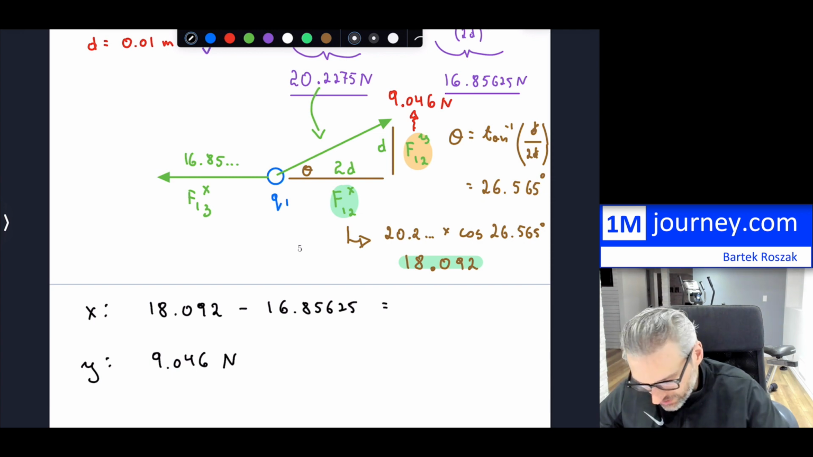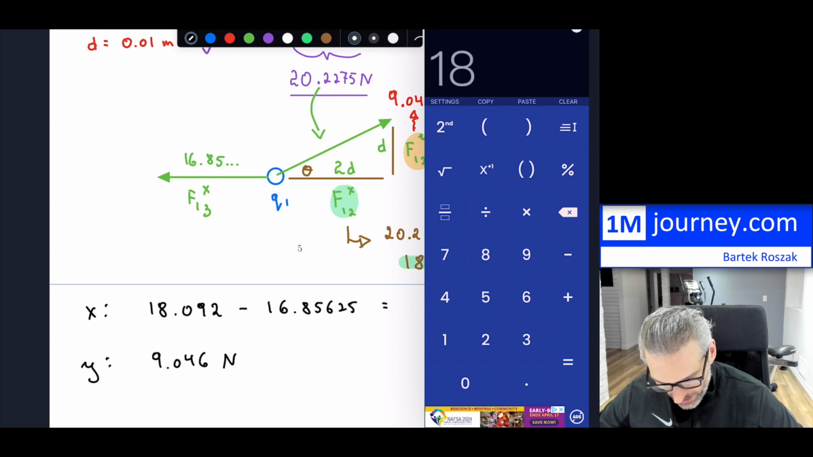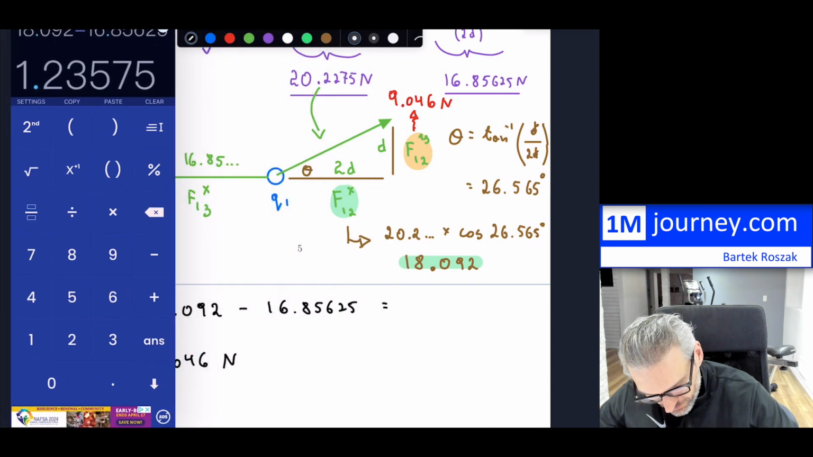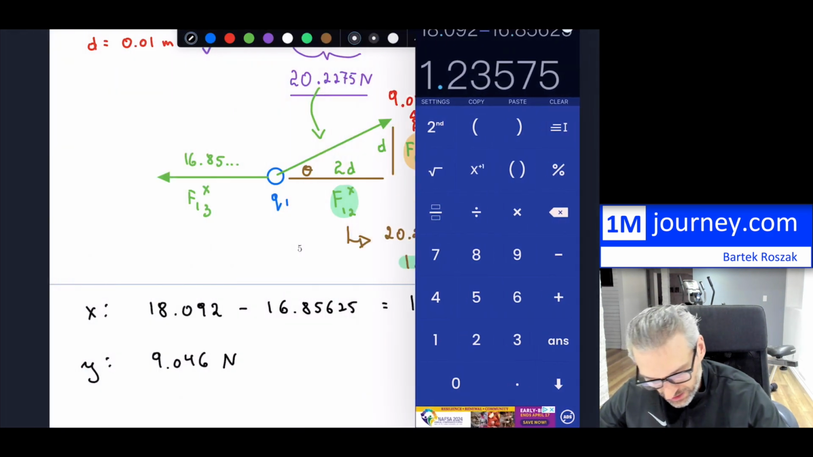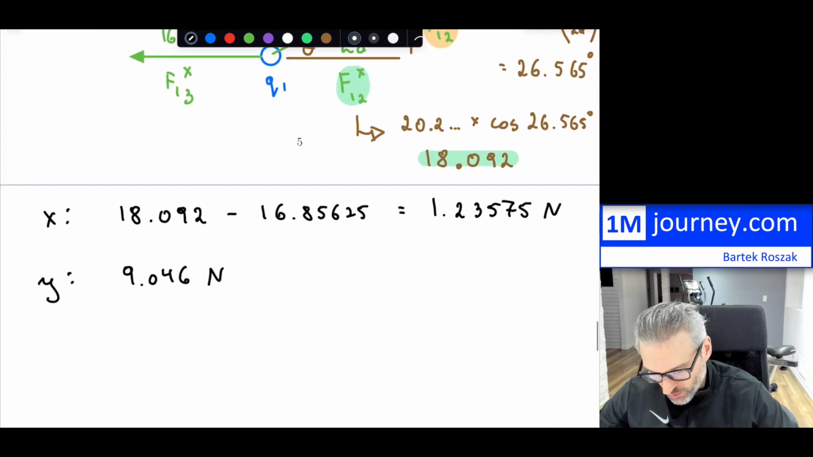Now, if I take out the calculator again, let me just compute this out. So 18.092 minus 16.85625. So this one is very small. That's 1.23575. I'm still keeping it, so I'm not rounding it too much. So now those are your x and y components.